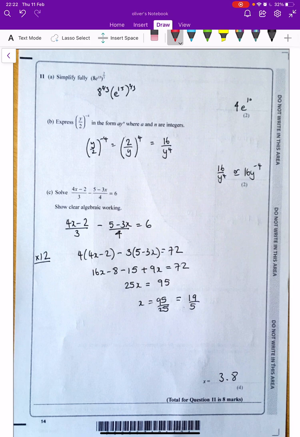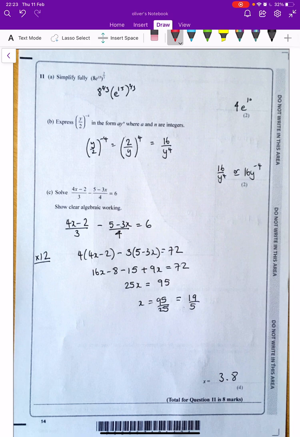8 to the 2/3, okay, under fractional power, the top means do the power, or squaring in this case, and the third, the bottom of the fraction, means rooting. It's a cube root. So you need to do the cube root of 8, which is 2, and then it needs squaring, which is 4. Okay, you could do the squaring and then the cube rooting. It doesn't matter which way around you do it. I normally do the rooting first to make the numbers smaller. Answer 4e to the 10.